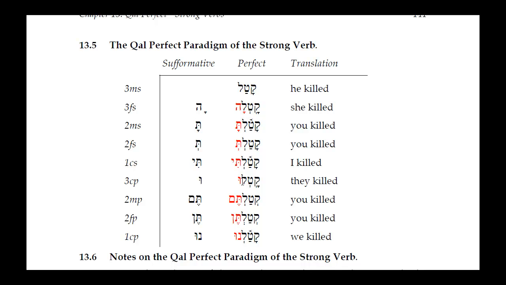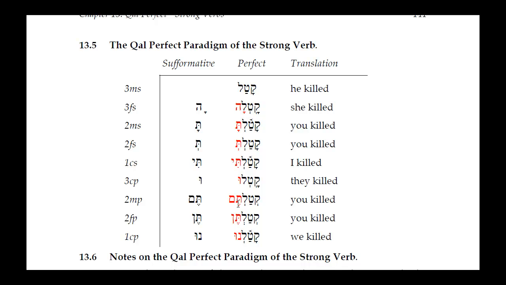Okay, let's go ahead and go to qatelu. Here again, the shureq is telling you that that is a third common plural. Remember, in the first person common singular, this is common. Here it doesn't make a distinction between masculine and feminine. Also, in the third common plural, qatelu, it doesn't make any distinction in the perfect. Basically, it could be either masculine or feminine.